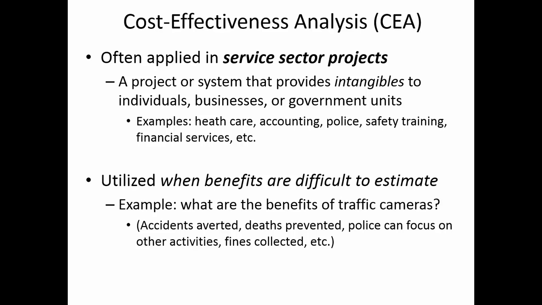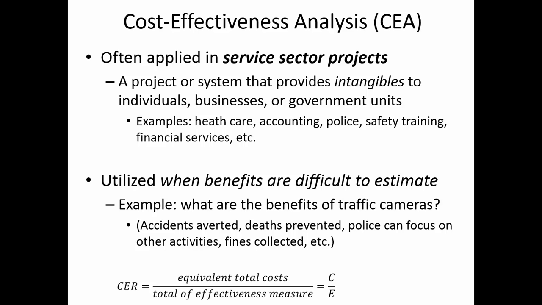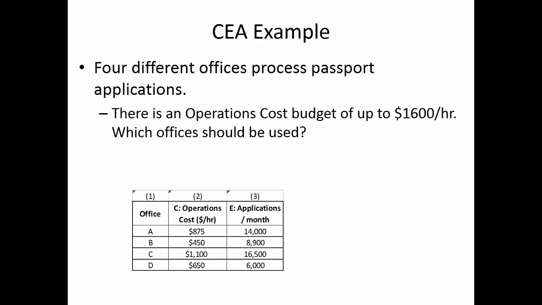Rather than trying to put a dollar value on these things, the other way to analyze the effectiveness of a certain service is to look at the total costs to do it divided by some measure of what they're doing. And so in today's in-class exercise, we're going to do something similar to this illustration. I'm going to tell you the procedure, and then we'll do the in-class exercise. So this isn't the exercise yet. Let's say, for instance, that there are four offices, A, B, C, and D, and each of them does the same thing. They just process passport applications.